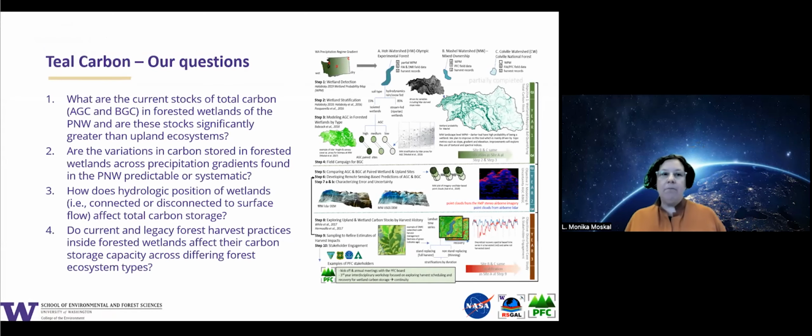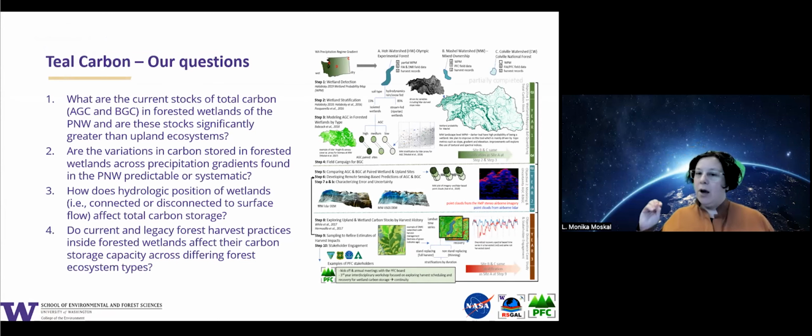So that was kind of the key thing about the project. Above ground carbon based on maps from HUDAC, and then below ground carbon driven by field sampling. And we wanted to look at the variation of stored carbon in forested wetlands across a moisture gradient.